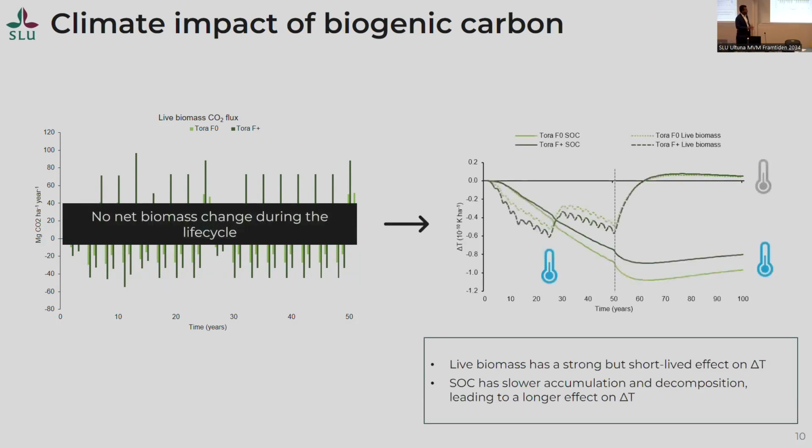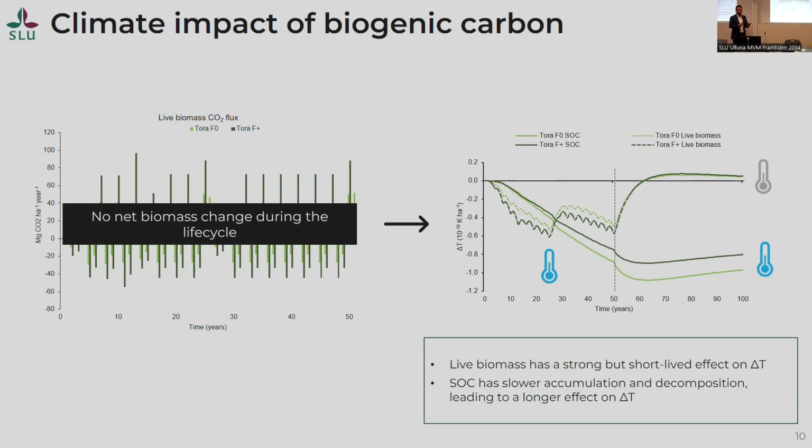But if we translate them into the temperature curves, or the time-dependent climate impact, we can see that it has a temporary effect, of course, at the end of the cycle when the plantation is terminated. There is a time lag in the temperature going back to neutral. So this live biomass, especially in the beginning, because of the rapid growth of Salix, has a strong but short-lived effect on the global temperature. But soil organic carbon, on the other hand, has slower accumulation because it builds up slowly over time, but because of its slow decomposition rate, it has a longer lasting effect on climate impact.